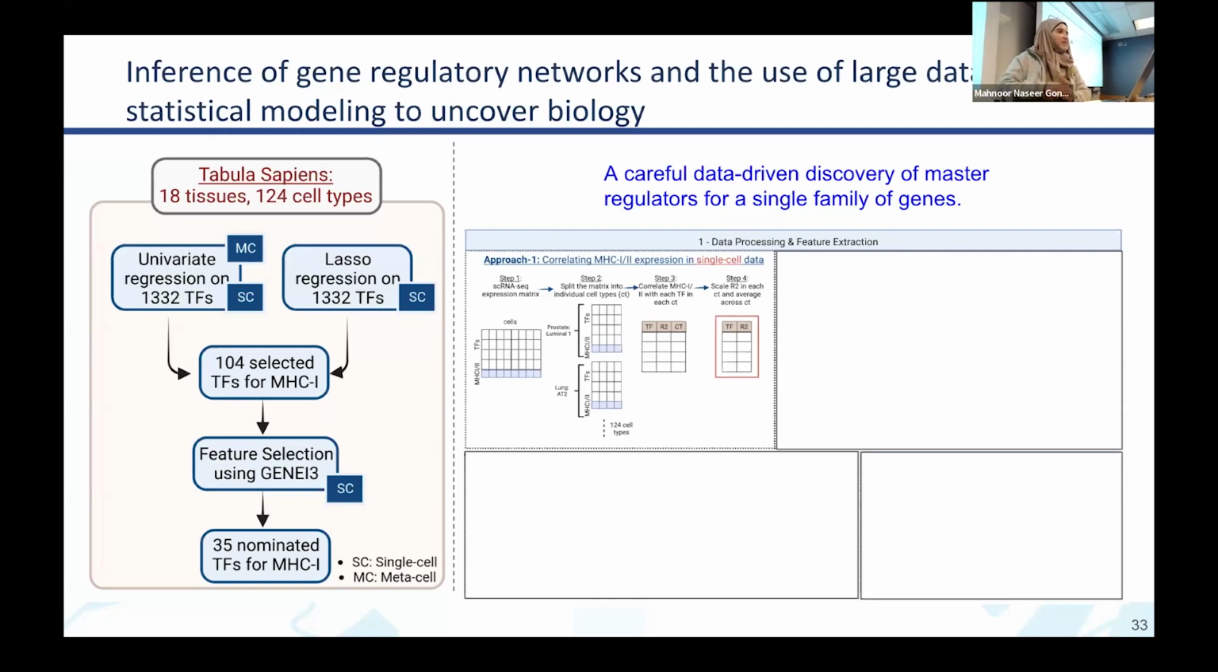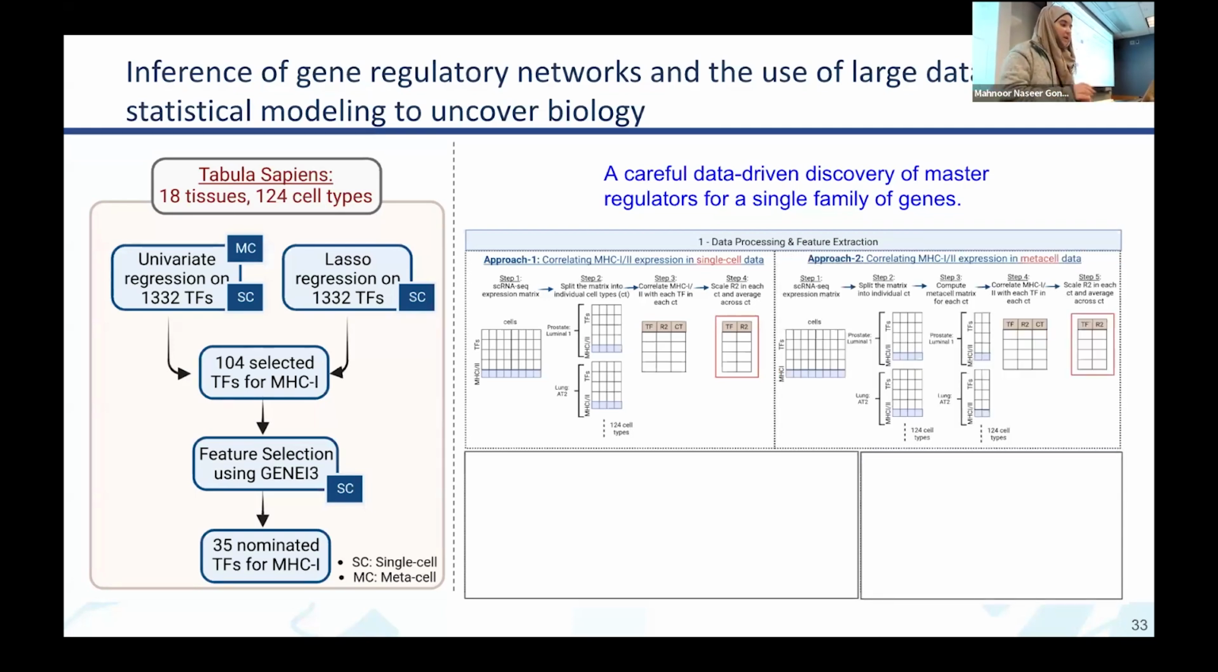This will allow you to nominate the best transcription factors for MHC class 1 across all the epithelial cell types. You might notice that this already has a lot of flaws, right? So you're assuming correlation is causation, and you're scaling, you're averaging, you're adding all of these modifications in the method. So we're not going to use just this. We're going to augment this with something else.